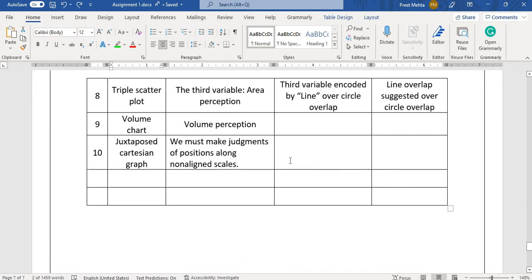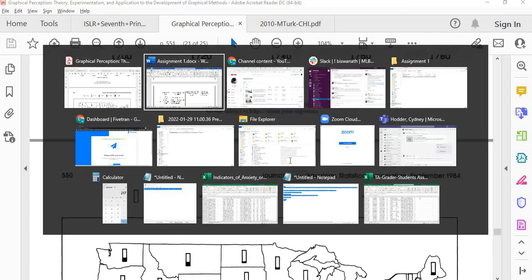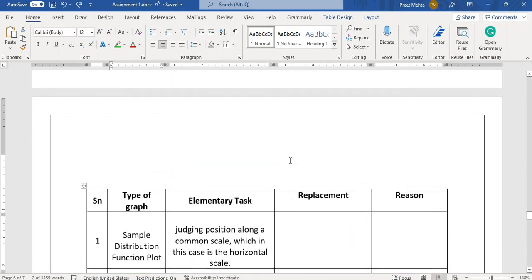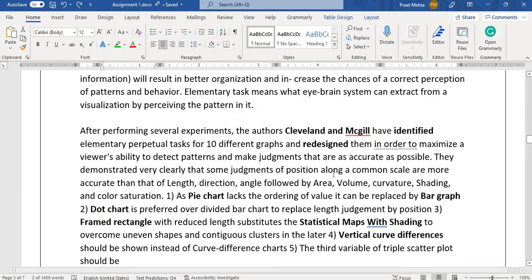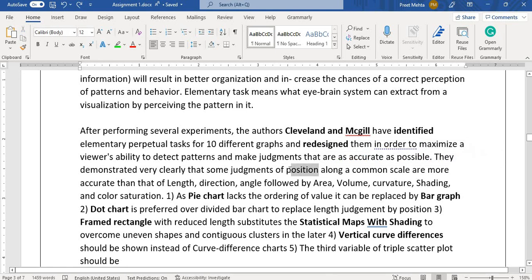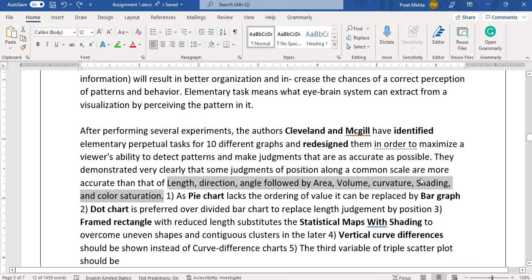And yeah, so what's the conclusion? So the conclusion is, a human brain can easily judge visualization based on position rather than length, direction, angle, followed by area, volume, curvature, shading, and color saturation. So these are the 10 different elementary tasks that we came across.